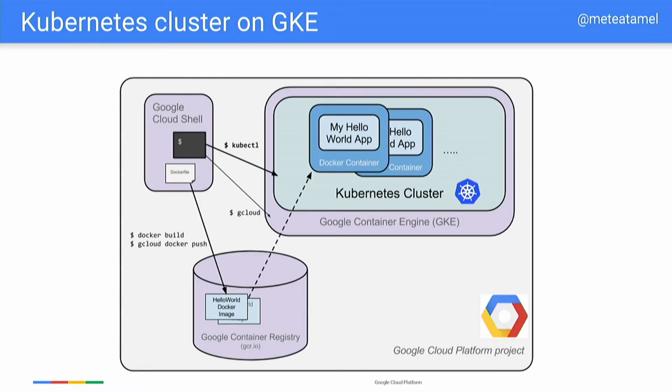And so if you want to use Google Container Engine, this is how it looks like. You, in Cloud Shell that I showed you, you create a Docker file, you create an image, you push it to Google Container Registry.